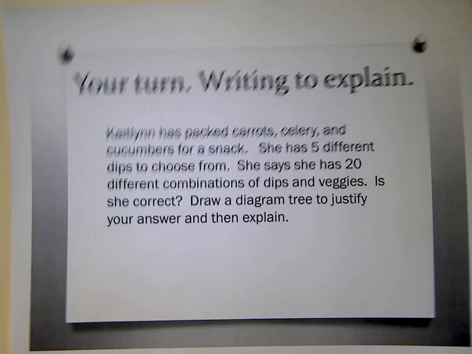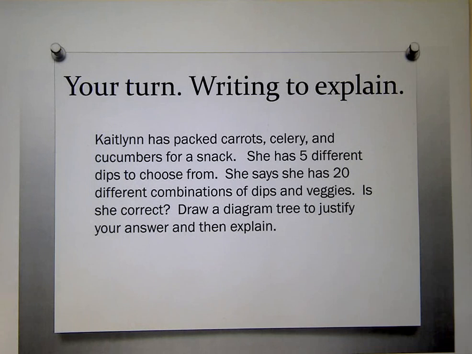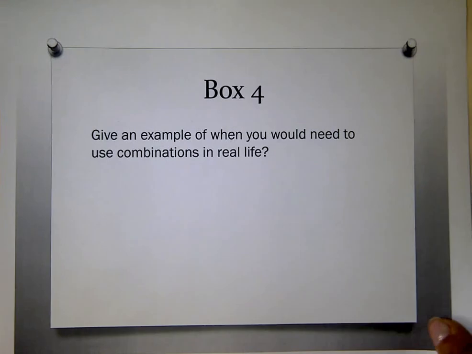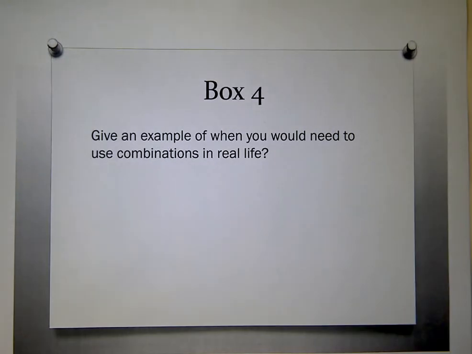And writing to explain. You do not need to copy the problem, but you do need to write your explanation and solve. Caitlin has packed carrots, celery, and cucumbers for a snack. She has 5 different dips to choose from. She says she has 20 different combinations of dips and veggies. Is she correct? Draw a diagram tree to justify your answer and then explain. And lastly, in box 4, give an example of when you would need to use combinations in real life. That's all for now.